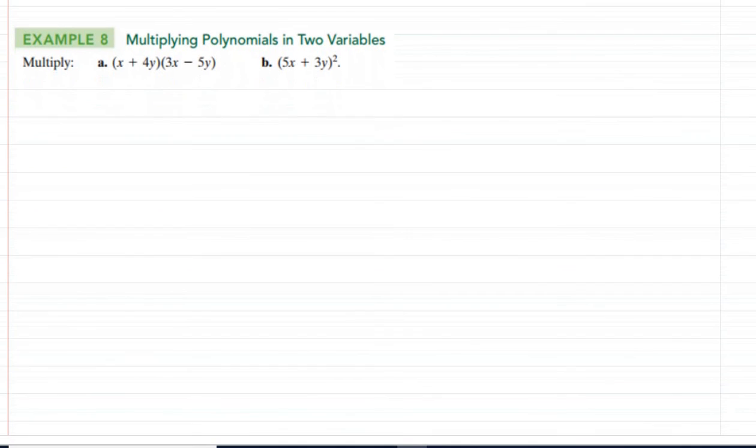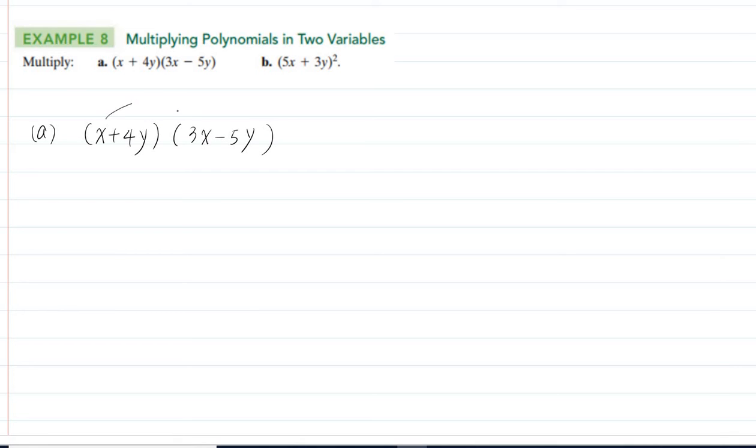Example 8. Multiply polynomials in 2 variables. Again, the order really doesn't matter, as long as you don't forget any term, you'll be okay. Normally, I just like to do this. Again, you can do a different order, it doesn't matter. I'm just going to write down the order I'm going to do in this case right now. You can do your way.